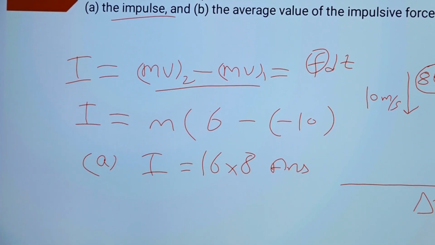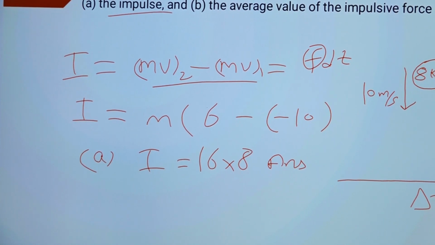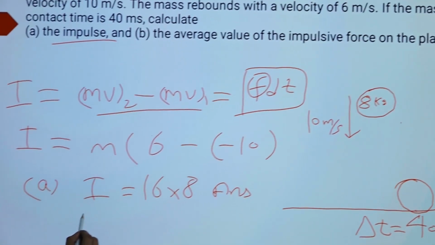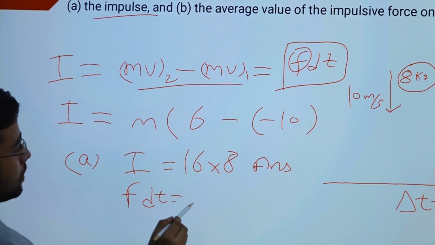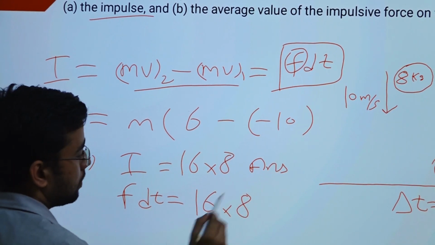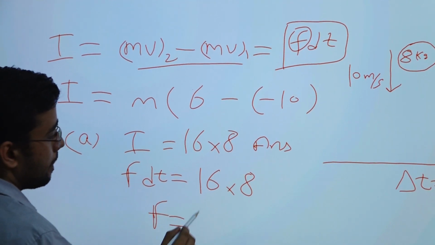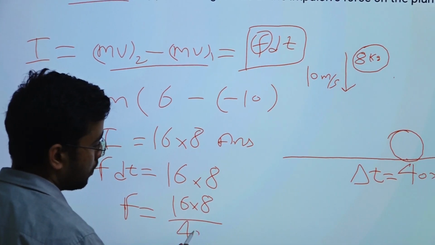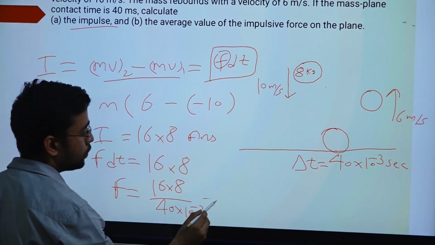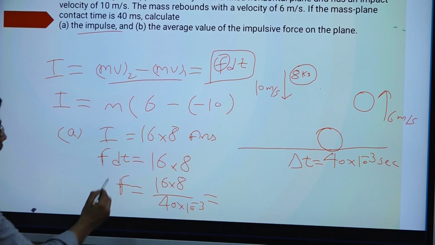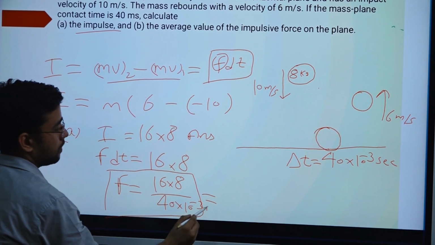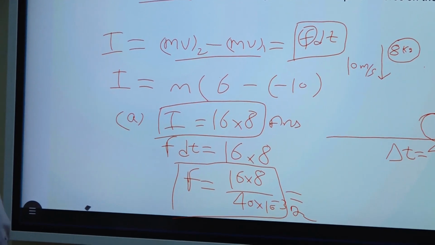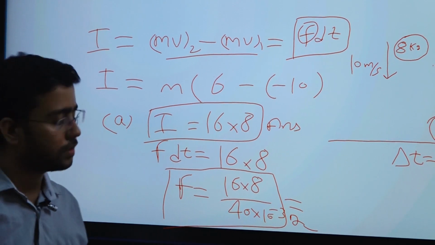Now the second question is the average value of the impulse force on the plane. So force we can find out from this equation. F dt is equal to 16 into 8. So F is equal to 16 into 8 divided by time. So you have to just solve it and find the answer. So that will be the answer, right? So we have two answers here. So that's how with the help of a single formula you can find out a lot of things, right?